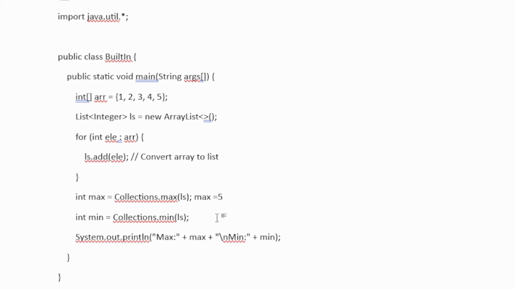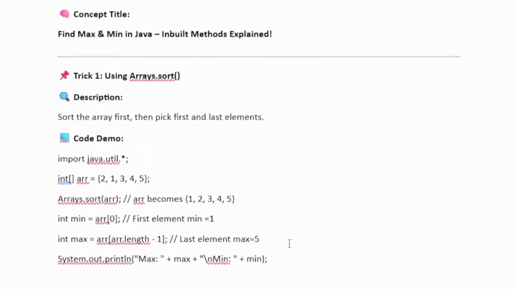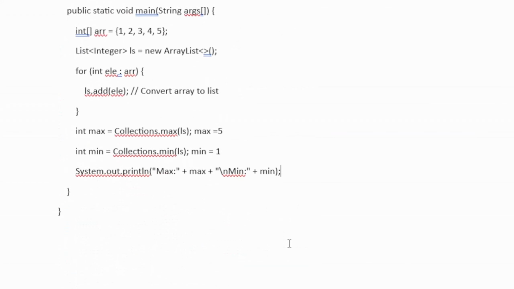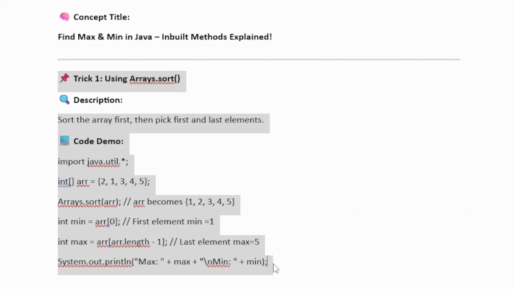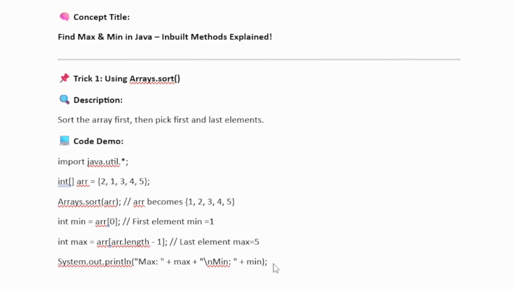Collections.min means it will return the minimum element. So min equals 1. Then we just print the max value and min value. That's all guys. These are the two simple tricks to perform the task of finding maximum and minimum elements in an array.